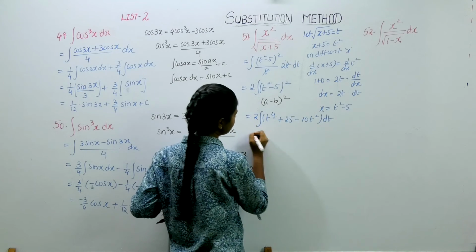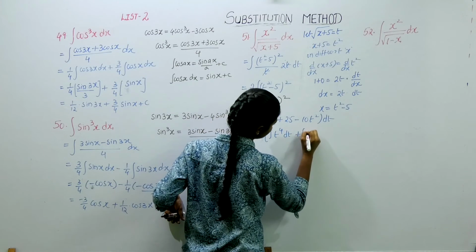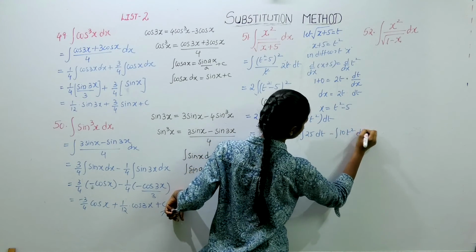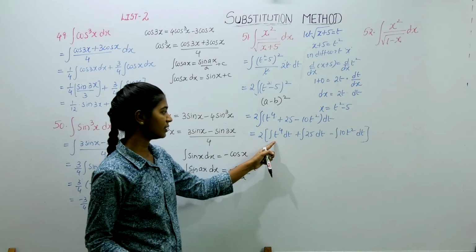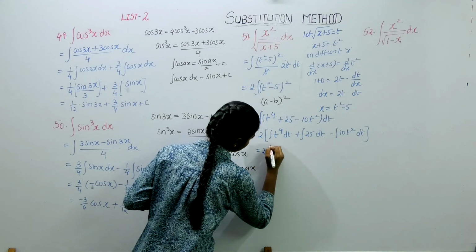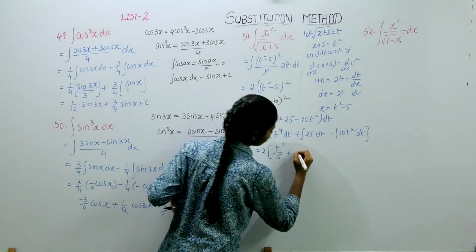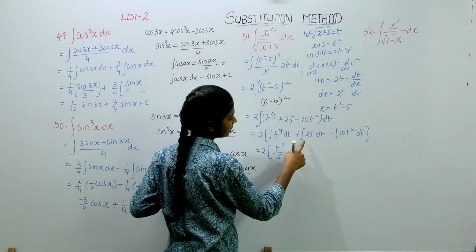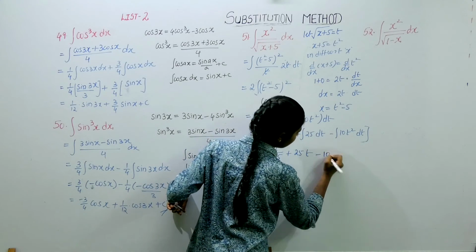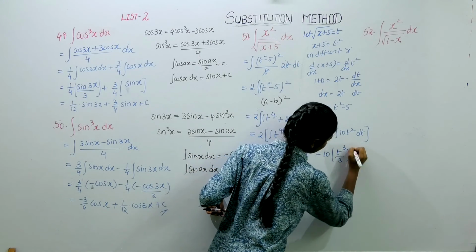Now separating integration for each term, we have integral t power 4 dt plus integral 25 dt minus integral 10 t square dt. This is in the form of integral x power n dx, which is x power n plus 1 by n plus 1. We substitute it here. It becomes 4 plus 1, t power 5 by 5, plus integral 25, constant, take it out of the integration. Integral 1 dt becomes t, minus integral 10, constant, take it out of integration. For t square, it becomes t cube by 3.